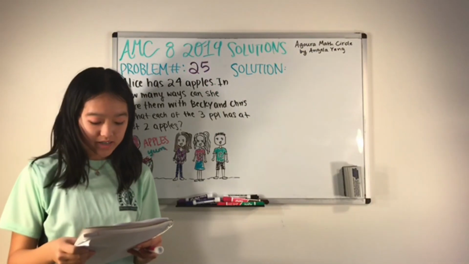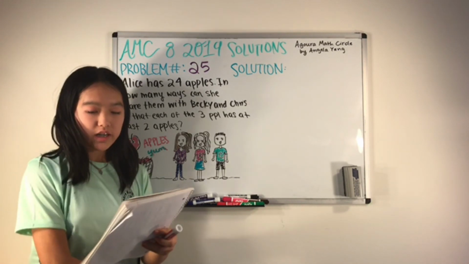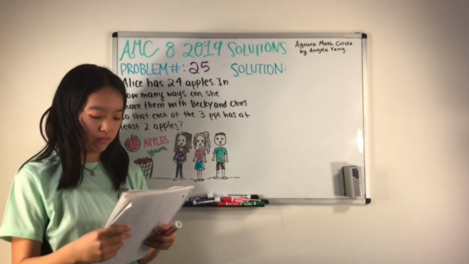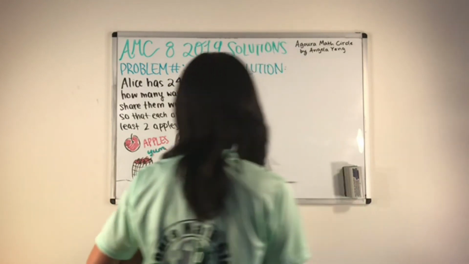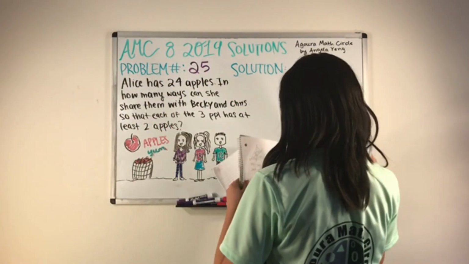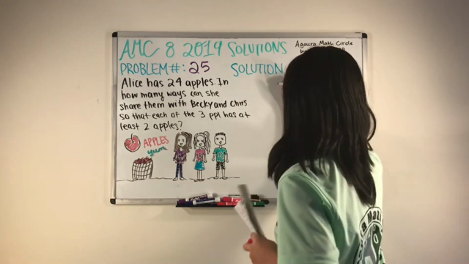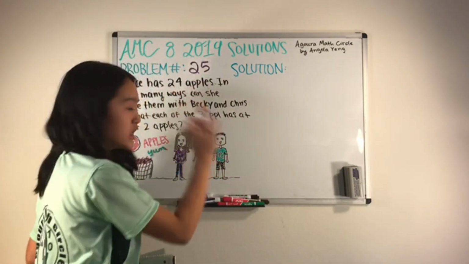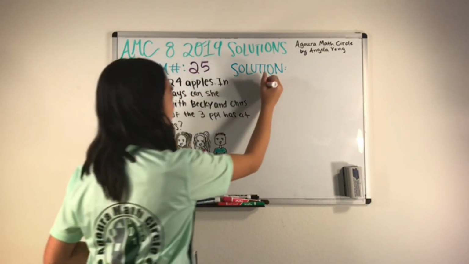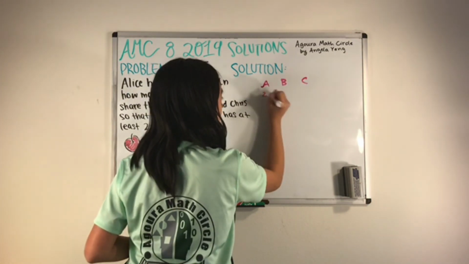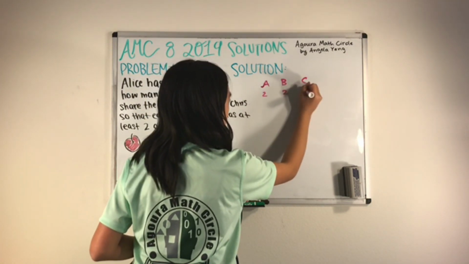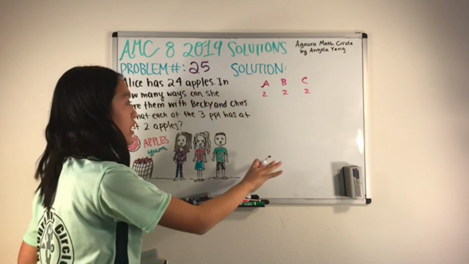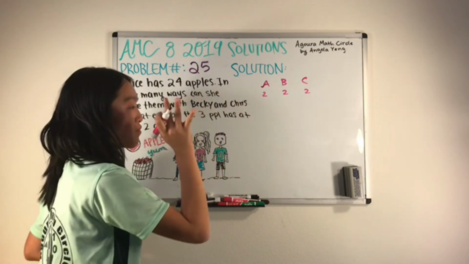Problem number 25 states, Alice has 24 apples. In how many ways can she share them with Becky and Chris so that each of the three people has at least 2 apples? This question is very easy to solve if you have the right equation. You use the stars and bars technique, where you have stars and you separate them with bars, so you group them. If Alice has 24 apples, then each person has to get at least 2. Alice gets 2, Becky gets 2, and Chris gets 2.